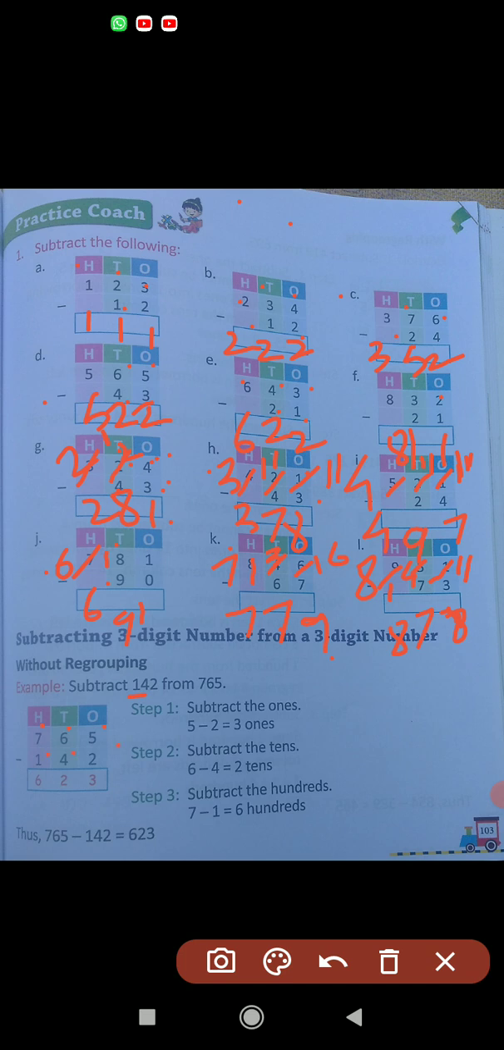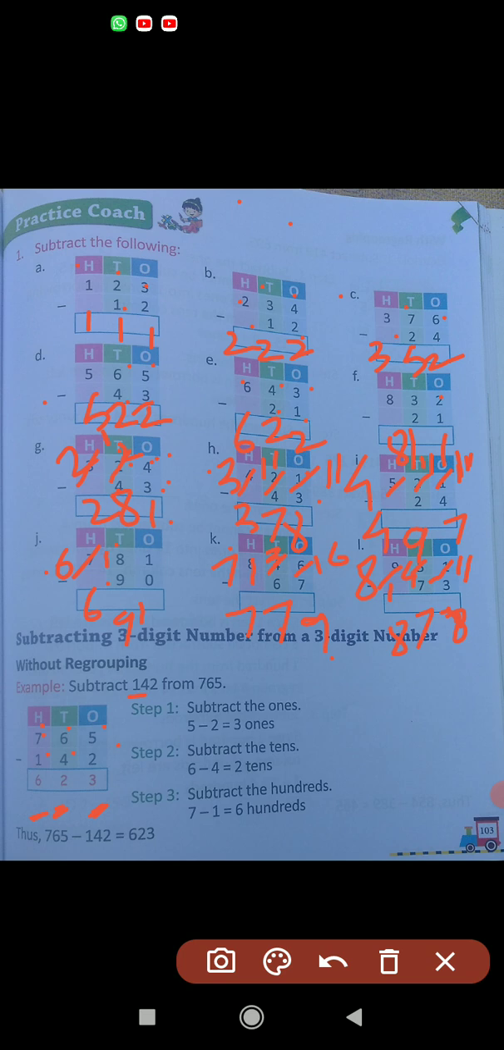765 minus 142. First step is to subtract the ones. 5 minus 2 is equal to 3. Okay, subtract the tens. 6 minus 4 is equal to 2. And 7 minus 1 is equal to 6. Okay, a question without regrouping. 765 minus 142 is equal to 623. Okay, got it?